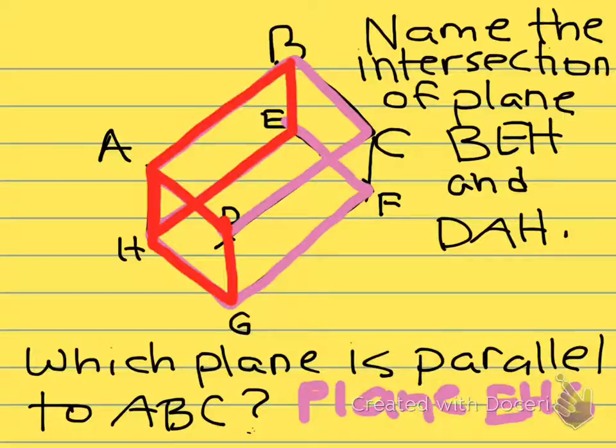So we need to determine the intersection. When you have the intersection of two planes, it's always a line. So that would make AH the intersection.